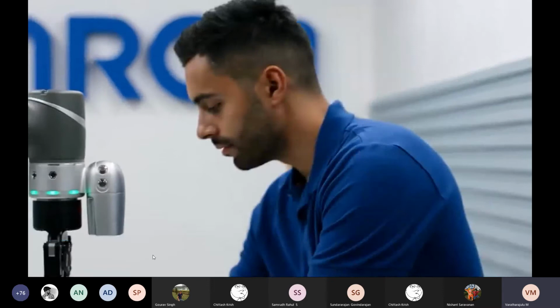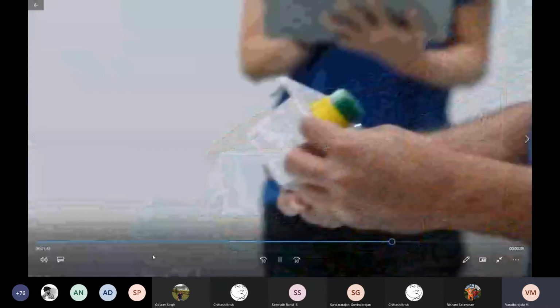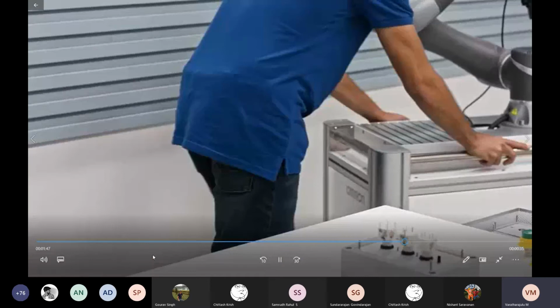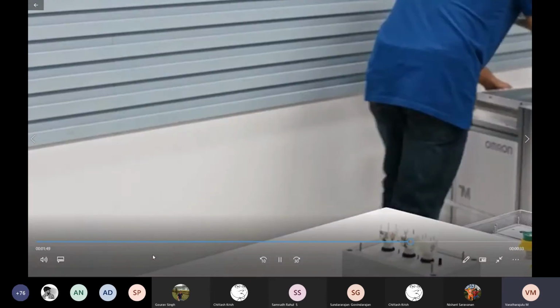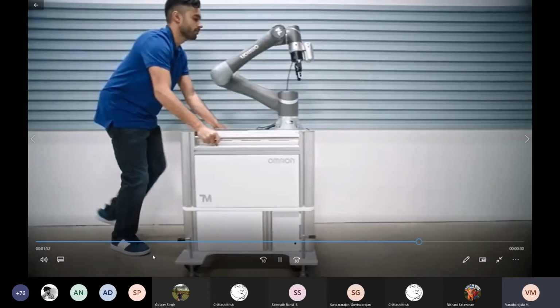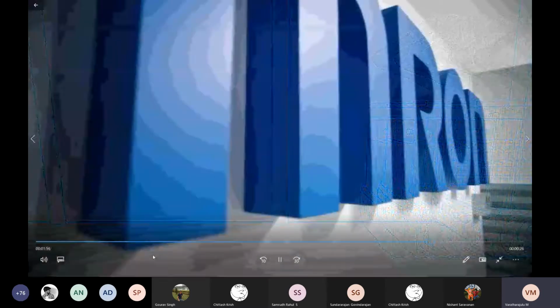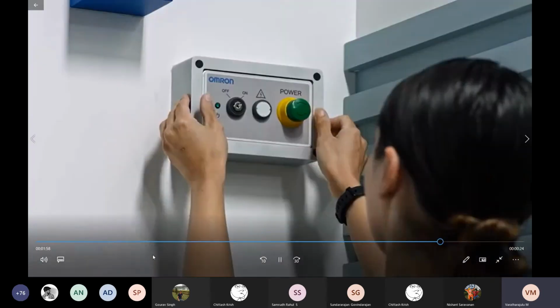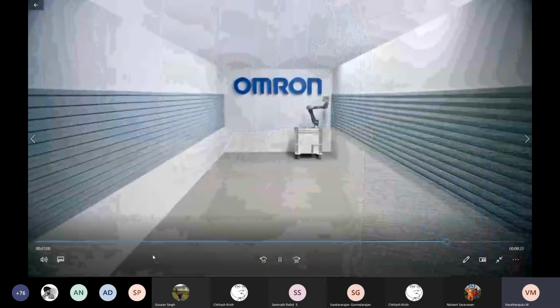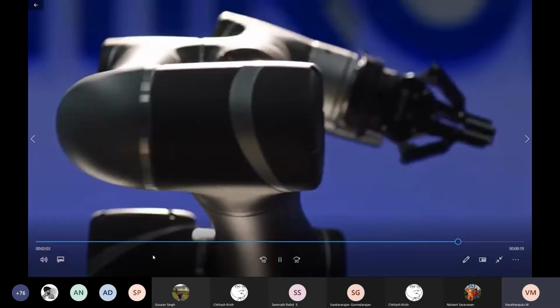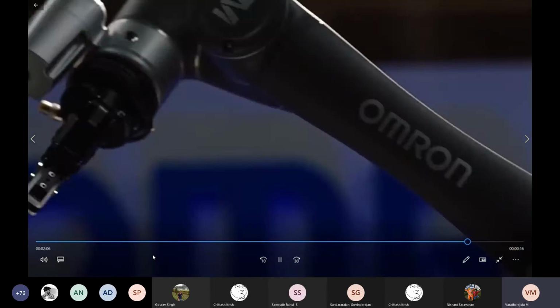Your robot is ready to help you right out of the box, wherever you may need it. And coming soon, an integration with Omron's industry-leading mobile robots will allow autonomous repositioning for any task in your factory. The versatile, safe, and mobile Omron TM Industrial Collaborative Robot.